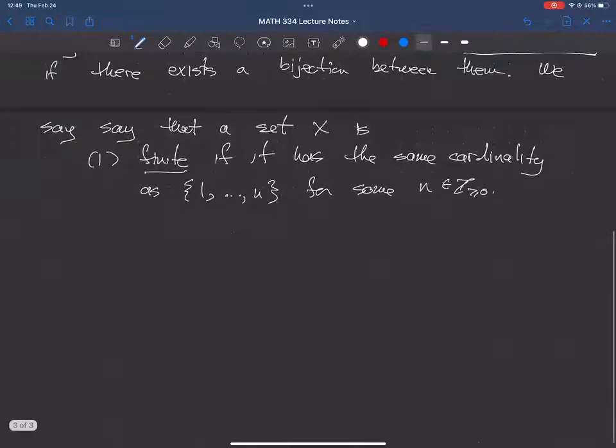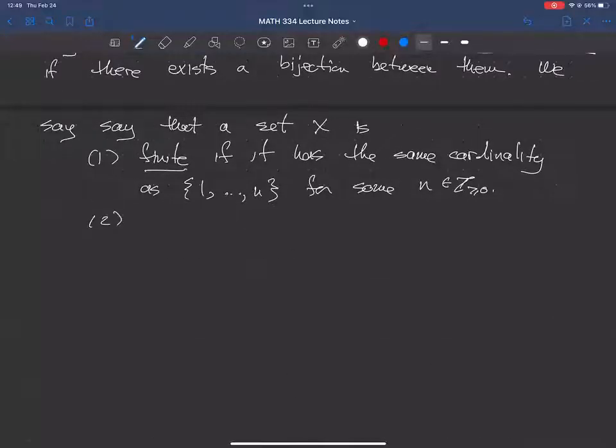And so, that agrees with your intuitive idea of what a finite set is. It's just a set where you can count the elements with some finite list. The other piece of terminology is countable.